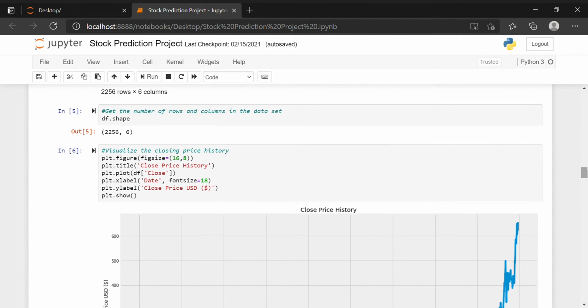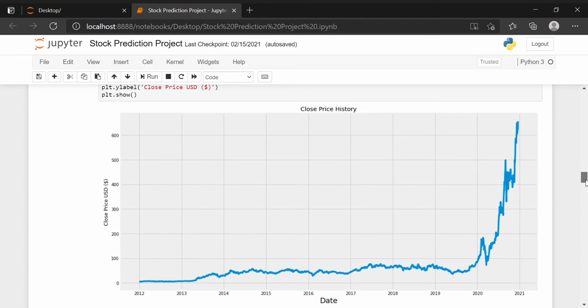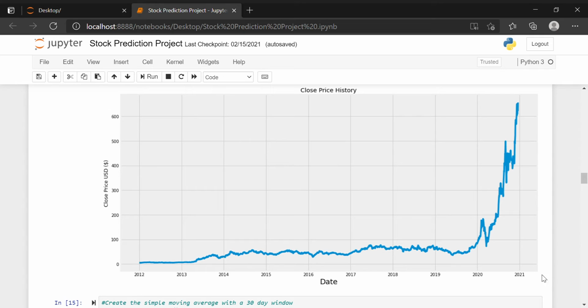As you can see, initially I did some exploratory analysis of the data. So here, the data is from 2012 to 2021. The stock is a high velocity, high momentum stock, which has had a really good run.